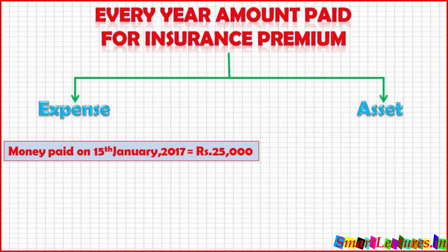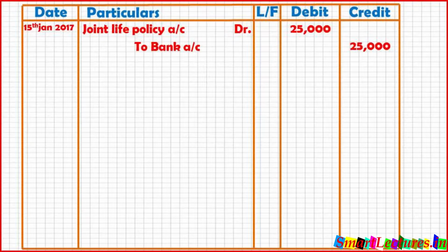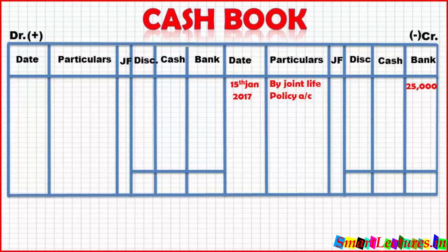It means when we pay the money, the journal entry will be joint life policy account debit to bank 25,000 rupees. Be careful, in this method, I am not going to use the joint life policy premium account. In this method, I strongly suggest you use the joint life policy account. So it means on 15th January, in the cash book on the payment side, it will be shown as 25,000 rupees.